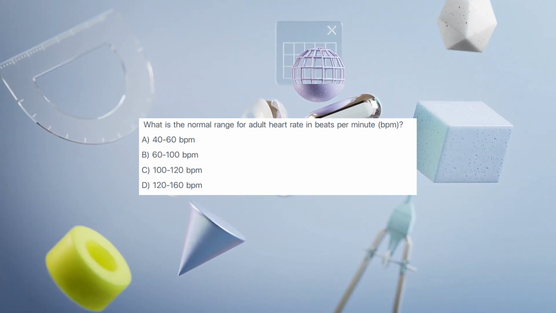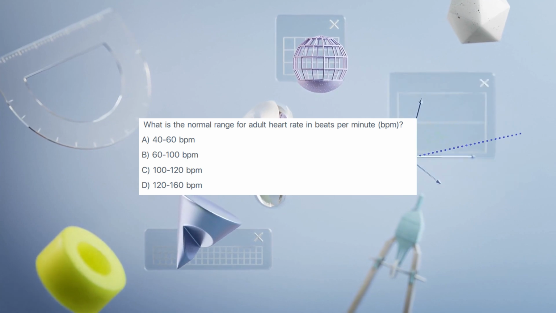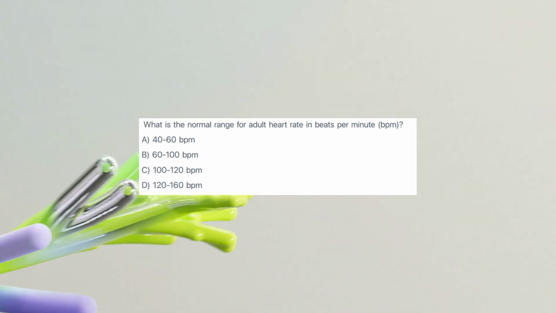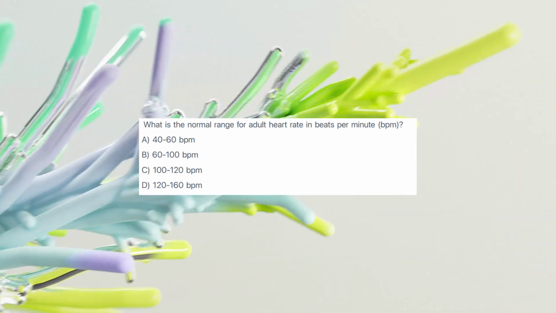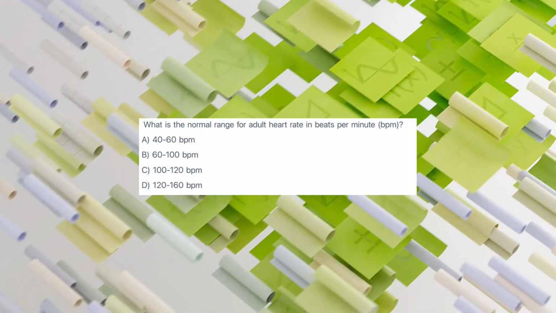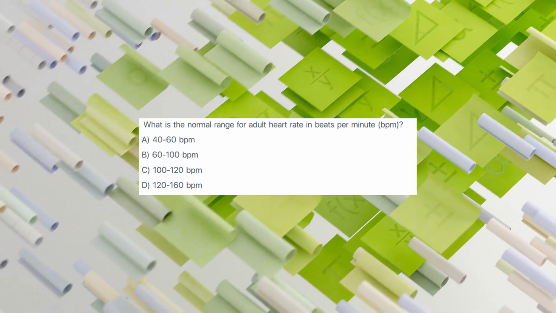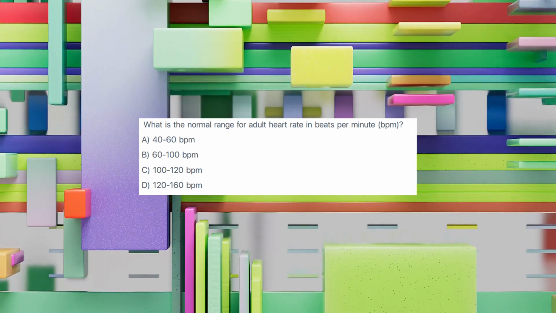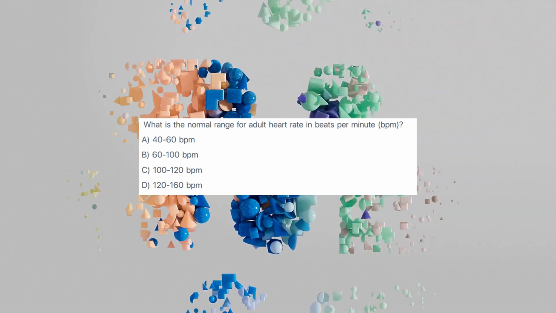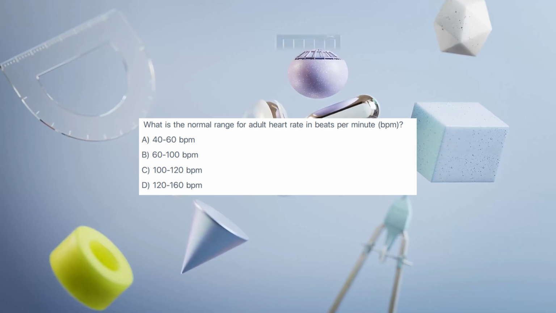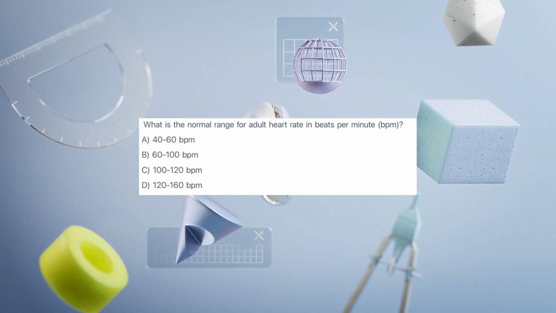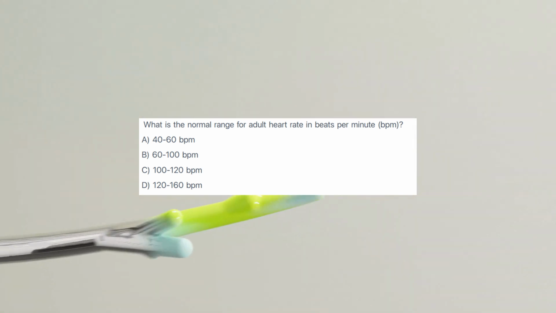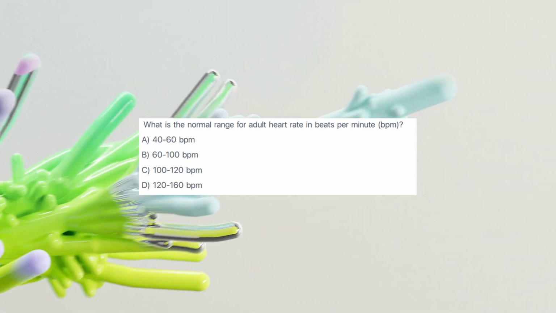What is the normal range for adult heart rate in beats per minute, BPM? A, 40 to 60 BPM. B, 60 to 100 BPM. C, 100 to 120 BPM. D, 120 to 160 BPM. Answer B, 60 to 100 BPM.